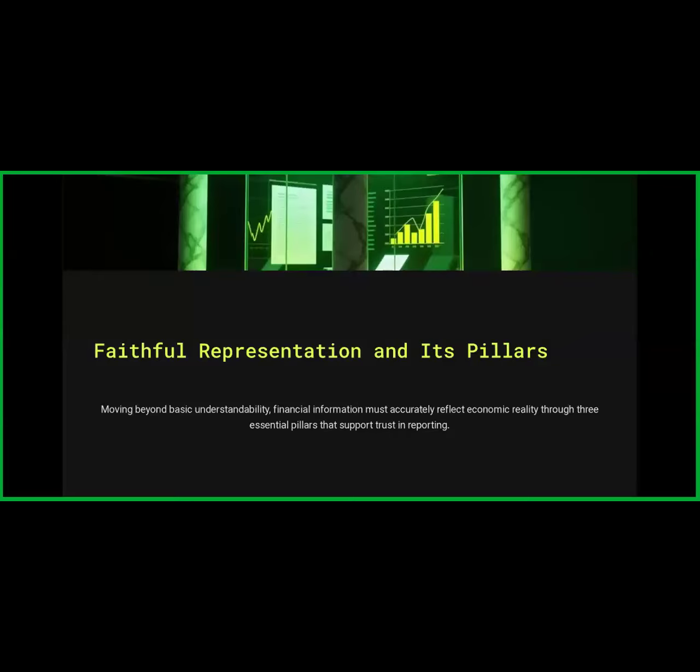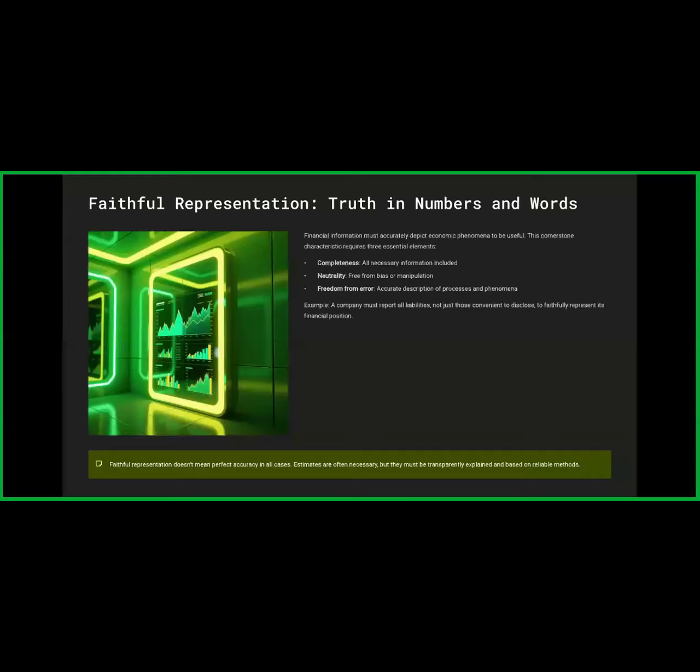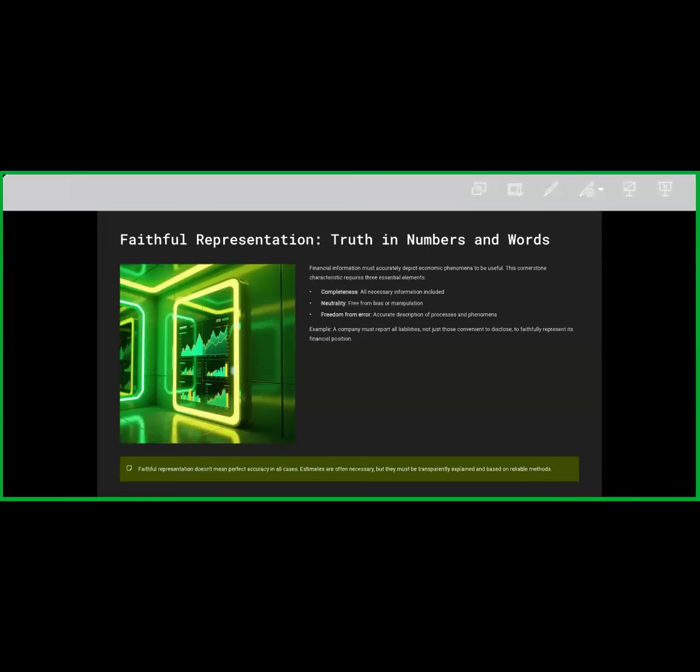Now, the next one is faithful representation and figures. When we call a financial document faithful, what are the different pillars on that basis? We consider it a faithful document only if the financial statements fulfill these conditions. What are these pillars? The financial information must accurately depict the economic phenomena.